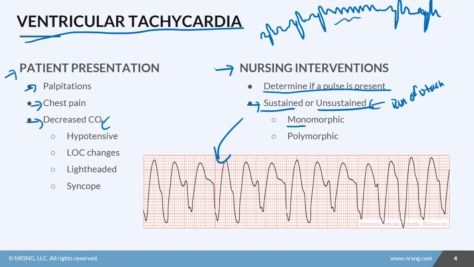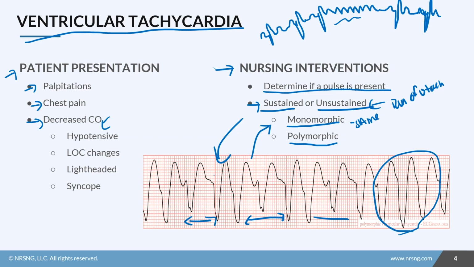And then you've got to find out if it's monomorphic VTach or polymorphic VTach. Monomorphic basically just means, are they the same? Are the QRS complexes the same? If you look at this one and these two right here, they pretty much look the same. So if the entire strip looked like this, we would call it monomorphic VTach. But because some QRS complexes look a little different right here and right here, they don't all look the same. They are different. It is called polymorphic. So this is polymorphic ventricular tachycardia.